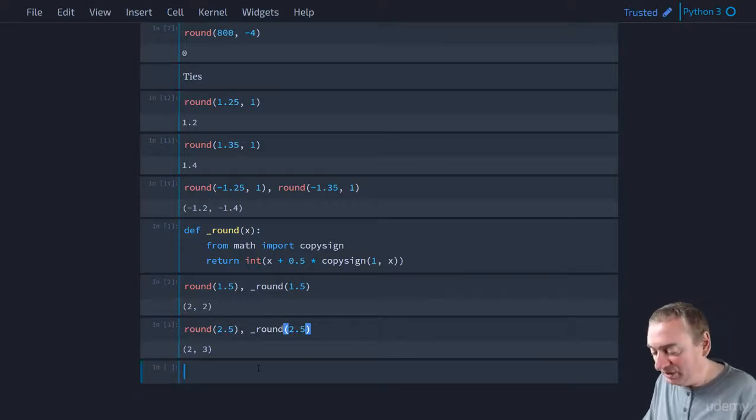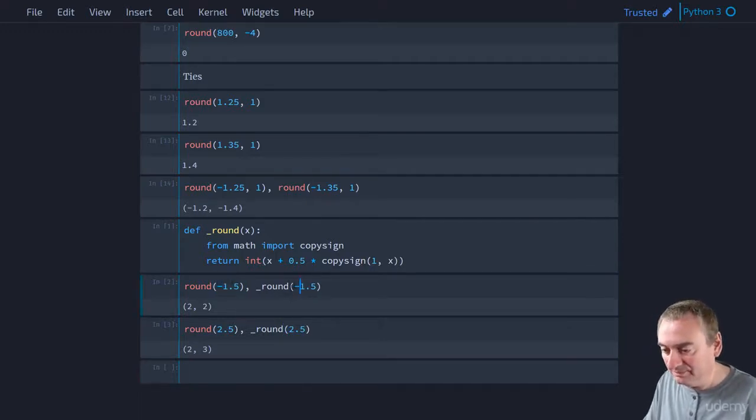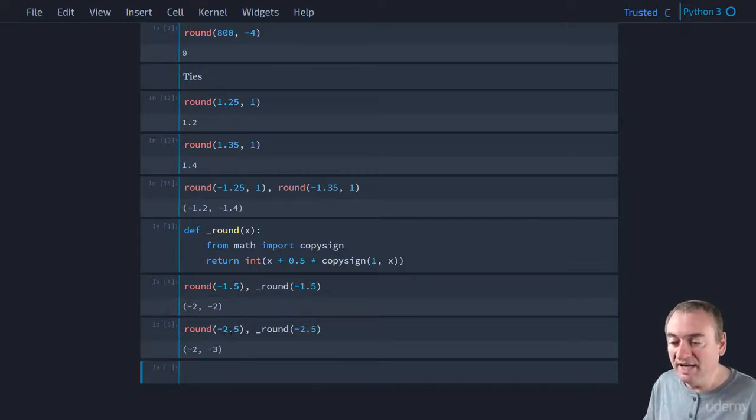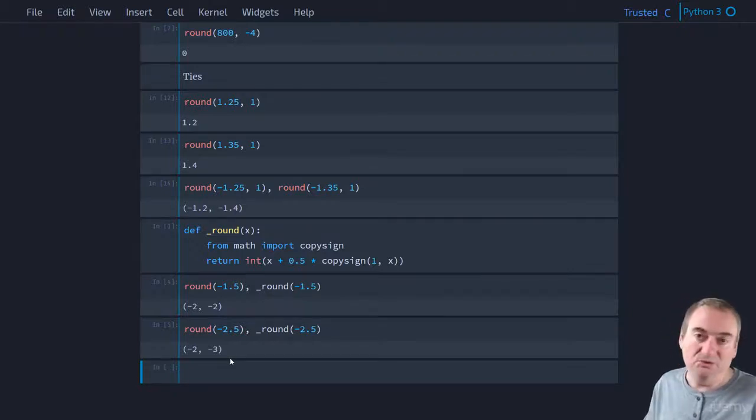And the same thing will happen if we deal with negative numbers. Let's put that in. As you can see, for negative 1.5, both methods rounded to negative 2. And in this case here, round negative 2.5 also rounded to negative 2, same as the negative 1.5 over here. But our round method rounds away from 0 always, and so we rounded to negative 3.